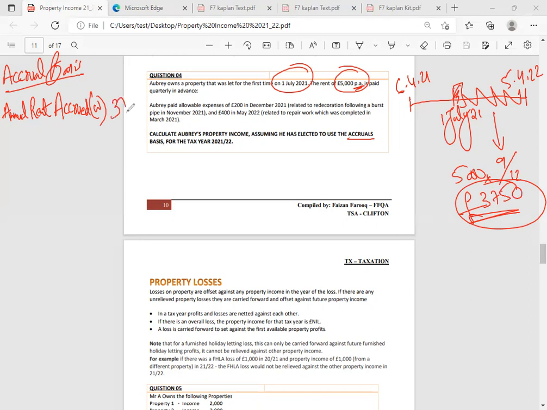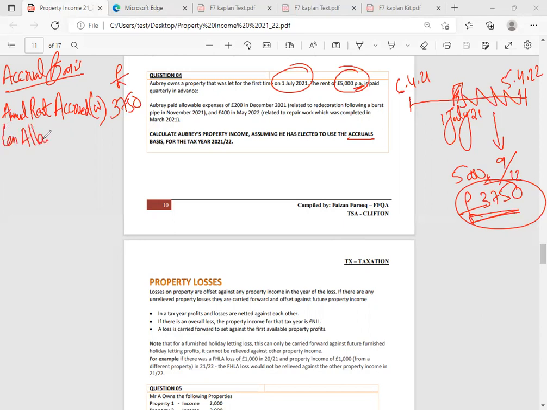If the examiner states to use accrual basis of accounting, then only we have to use this months format. We have to consider the months. If this is cash basis, we will take the total of 5,000 as this 5,000 was received during the tax year. We are not going to prorate it. But in accrual, we have to prorate it.